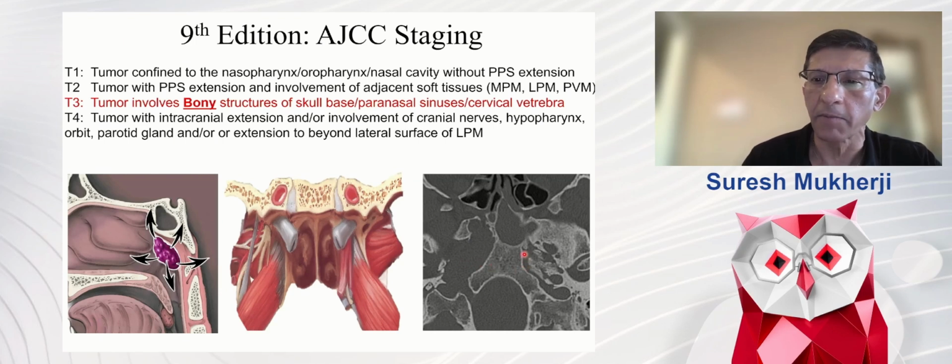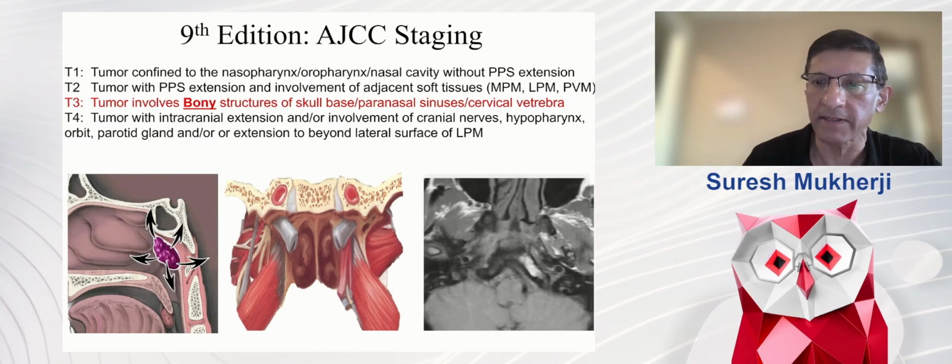And if you look at the left side, here's a normal petroclival fissure that eventually becomes a foramen that looks like it's been lacerated, it's been cut, and that's foramen lacerum. But in this case, we can see it has extended into the petroclival fissure. So this would be considered a T3 lesion.